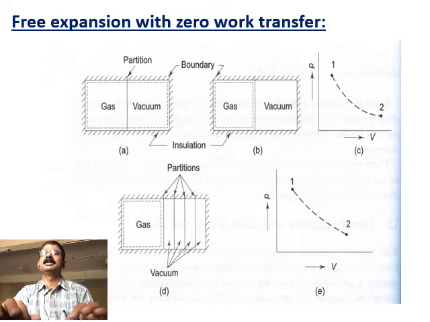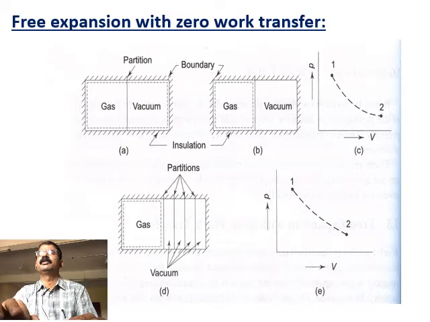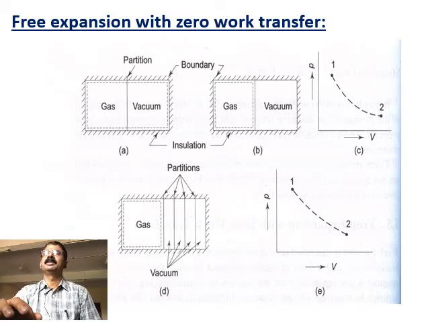So what happens is, when the gas is in the left chamber, this part, it is in state 1. When the partition is removed and the gas fills the entire chamber, it moves to state 2. Here you can find what state 1 and state 2 are, but you cannot find the state points between 1 and 2. That means this is not a quasi-equilibrium process. So here, though there is a volume change, there is no work transfer.